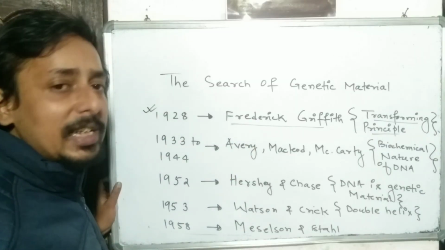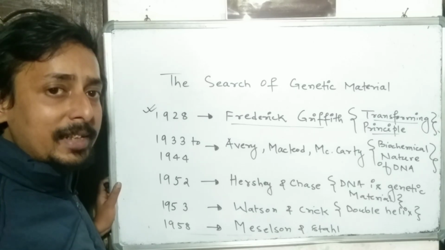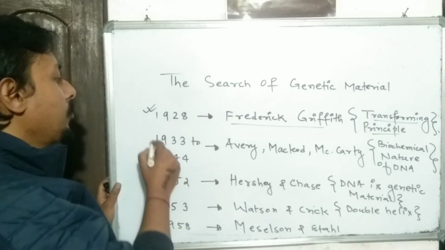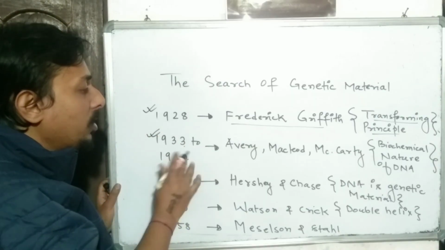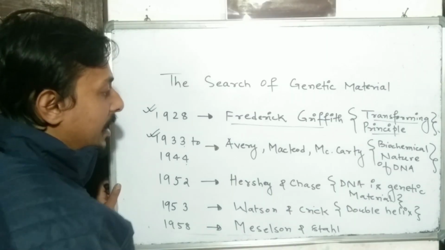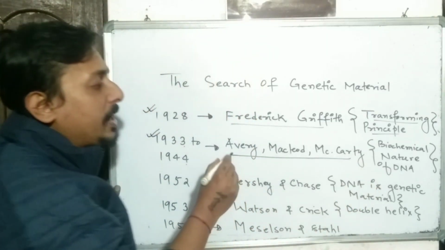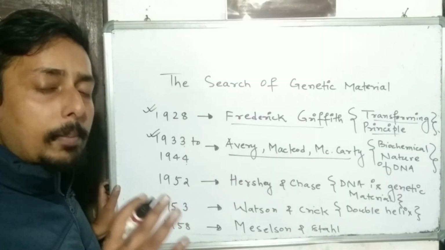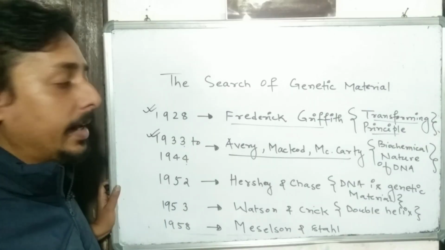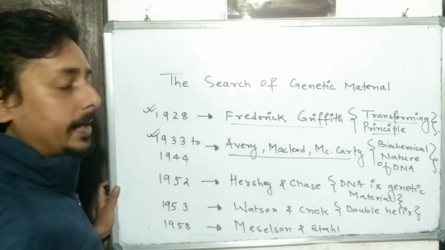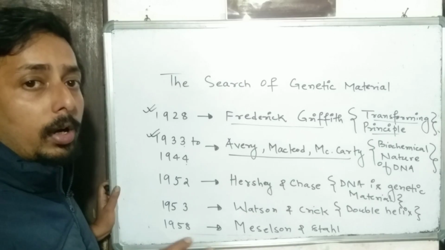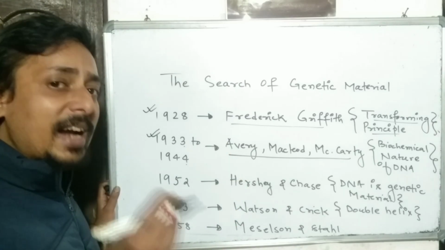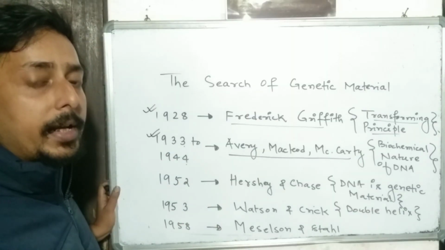Now, what was the chemical nature of the genetic material? Is it a protein? Is it a fat? Is it a sugar? Or is it DNA? Or is it RNA? No one knew. So, from 1933 to 1944, experiments were conducted. There are 3 scientists credited for it: Avery, MacLeod and McCarty. They finally proved that the biological nature of the genetic material was DNA. But they did not know it for sure. Their experiment had some drawbacks. They could not say conclusively that DNA is the genetic material.